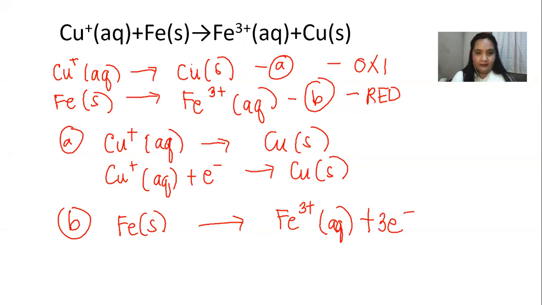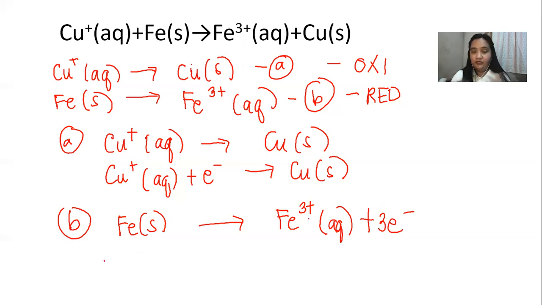Let's go back. In this case, a while ago, this is positive, meaning it has a charge. Copper here is neutral, so we have to get rid of the positive by adding a negative, which is the electron. On the second reaction, this is neutral, but the product side has a 3 positive oxidation number or charge. That's why you have to add 3 electrons. Okay. So what's the next step?